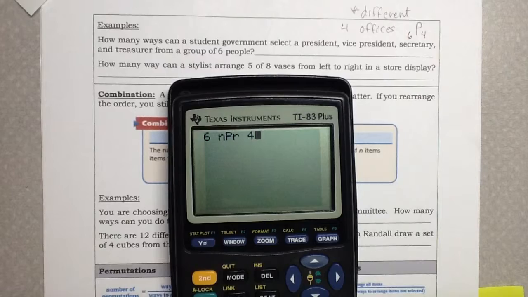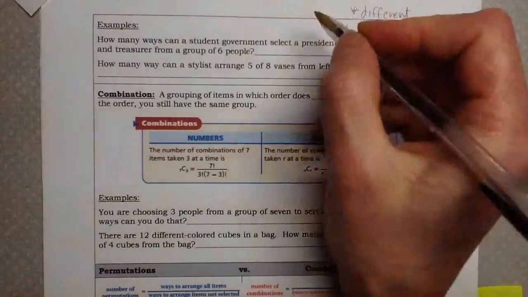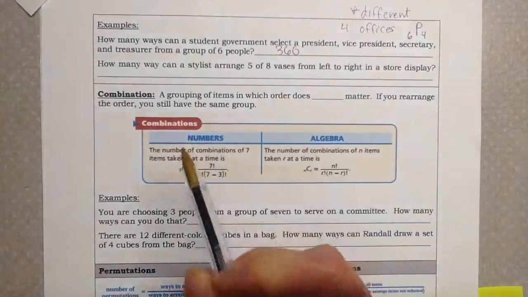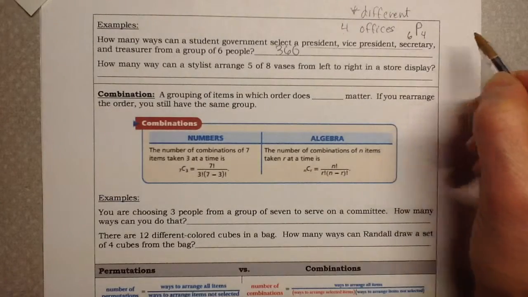Depending on what type of calculator you have, it should look like this on your screen. So if I have a group of 6 people, I'm choosing them 4 at a time, there are 360 ways to do that. So we'll put 360 here. Okay, so this implies order is important.